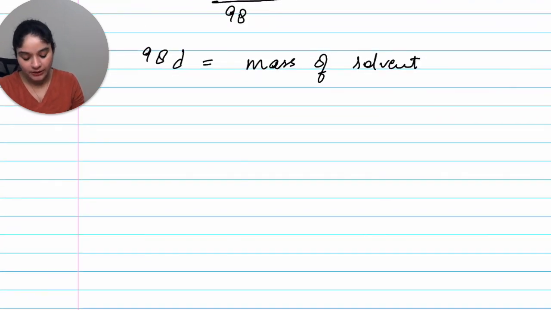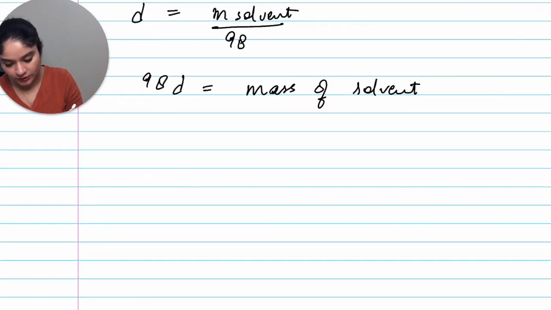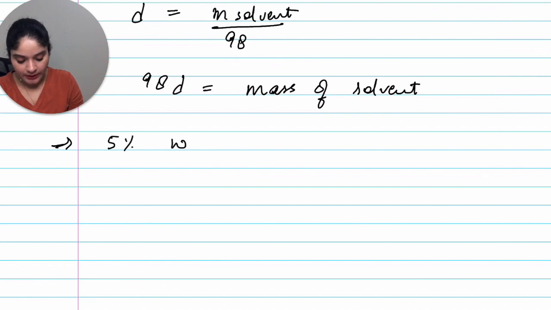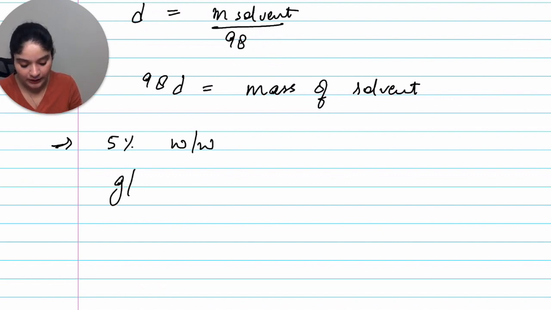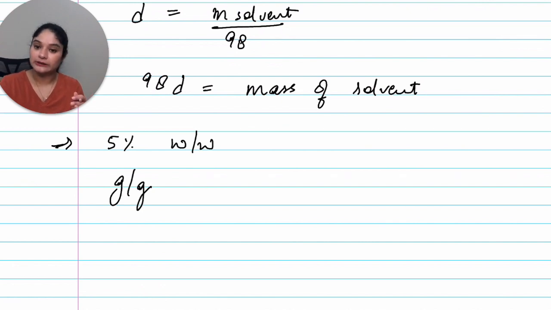Now let me ask you a question. Let's say they give you 5% W by W. What are the units for this particular question? If they directly ask you in a multiple choice question to compare the units, what will be the answer for that? The answer will be grams by grams. Okay, grams by grams will be the answer for this particular type of question.